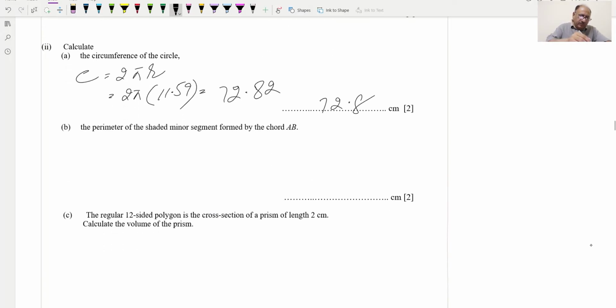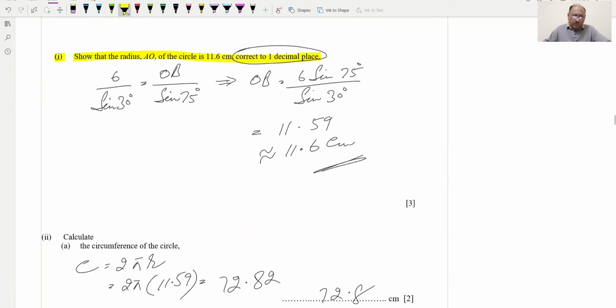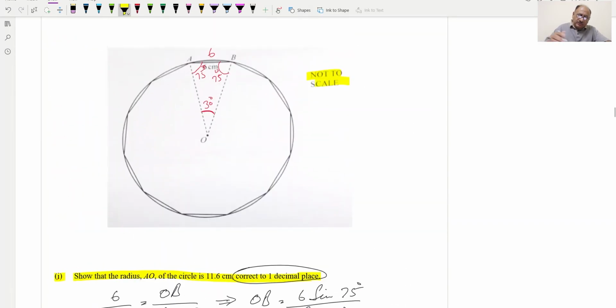And now B part says the perimeter of the shaded minor segment formed by the chord AB. So what is that minor segment? This one, the small portion which is shaded. If I indicate over here, this is the portion they are talking about, because this is also symmetric to that one, so I shaded this too for your explanation.